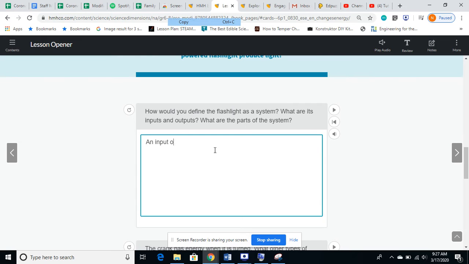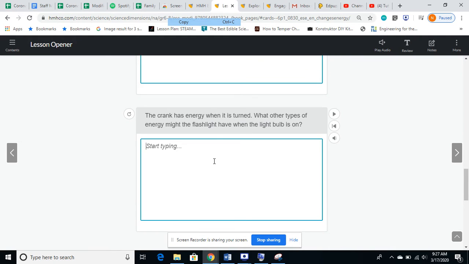So the input of this system would be the person turning the crank. The output of this system would be the light. And believe it or not, the input and the output here are both types of energy. The crank has energy when it is turned. What other types of energy might the flashlight have when the light bulb is on?